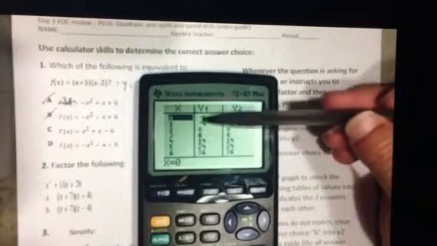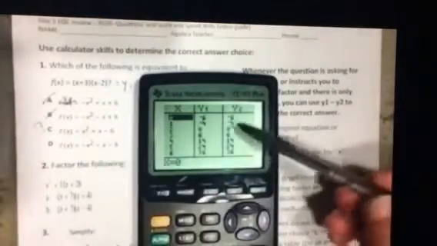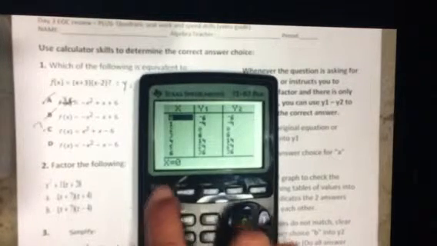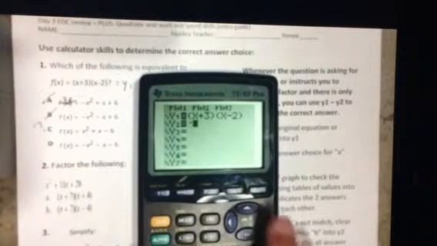And here we found C. C is possible. They're both giving me the same y1 and y2. And just for good measure, I'm going to go back and put D in there and check it out also.